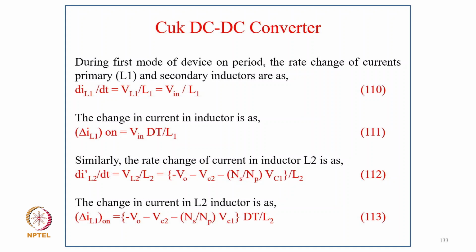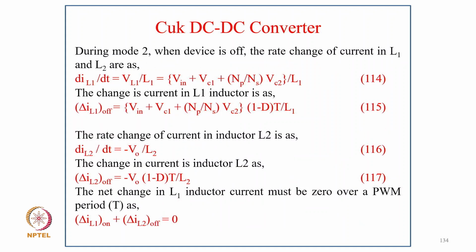So during the first mode, when the device is on, the rate of change of current in the primary and secondary inductors is dIL1/dt equal to Vin upon L1, and the change in the inductor current is delta IL1 equal to Vin dT upon L1. Similarly, the rate of change of current in inductor 2, dIL2/dt, equals VL2 upon L2, equal to minus VO minus (NS upon NP) VC1 upon L2. The change of current in L2 is delta IL2 on equal to minus VO minus (NS upon NP) VC1 times dT upon L2.